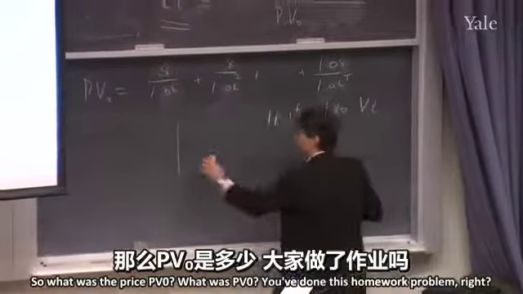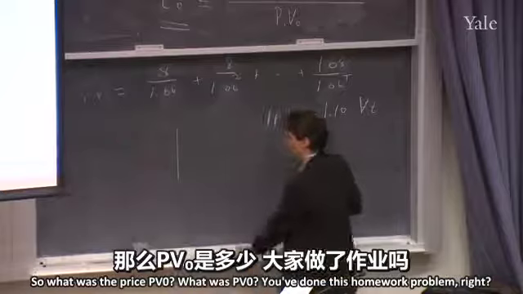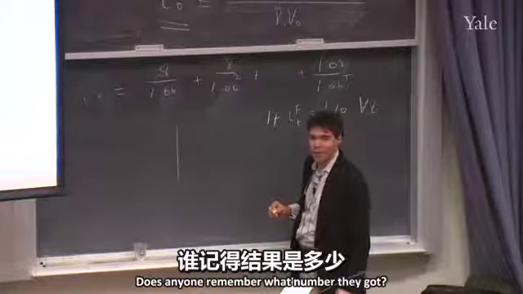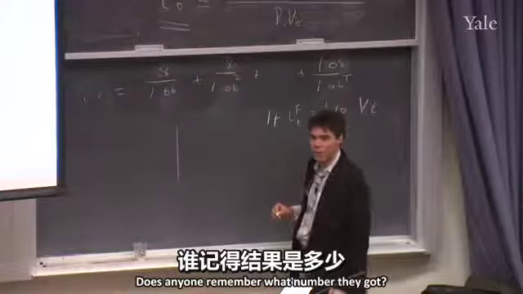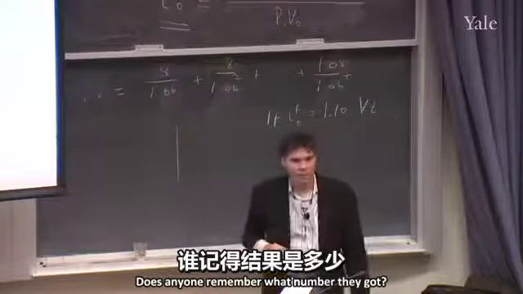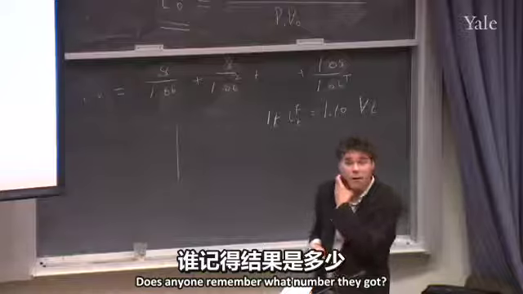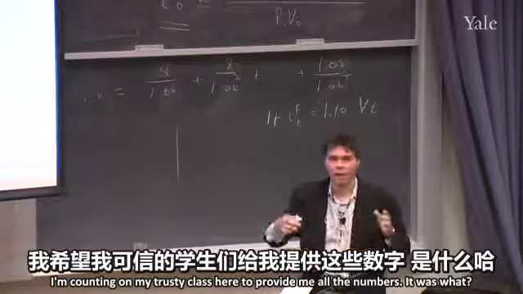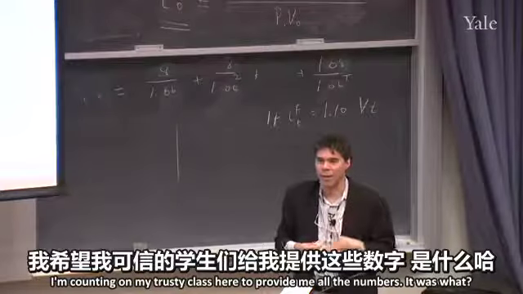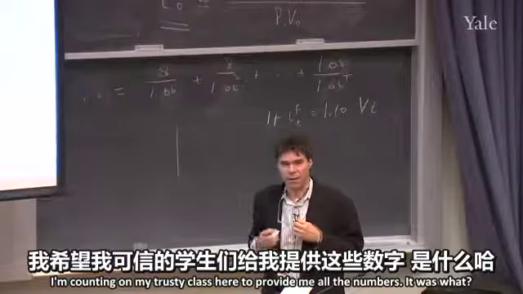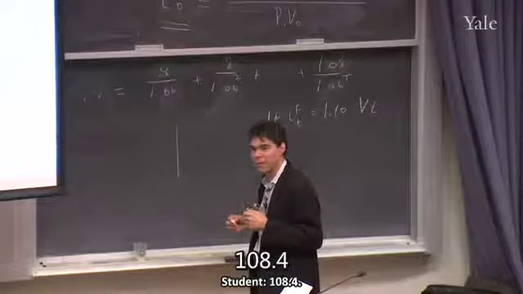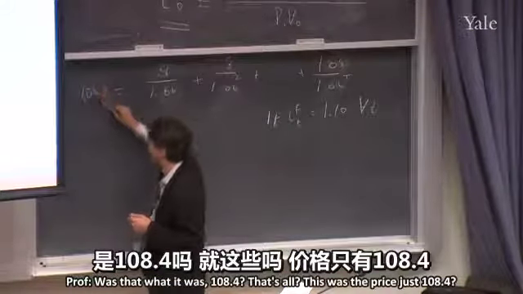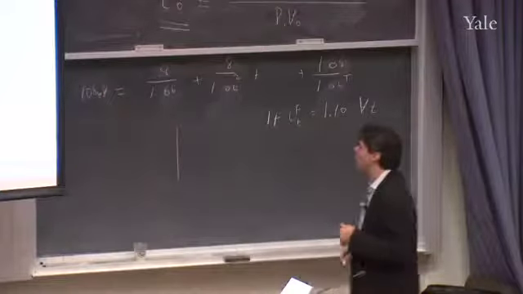So what was the price PV0? You've done this homework problem, right? Does anyone remember what number they got? Ben, do you remember the number? No. I'm counting on my trusty class here to provide me all the numbers. It was what? 108.4, that's all? This was the price, just 108.4? Okay.